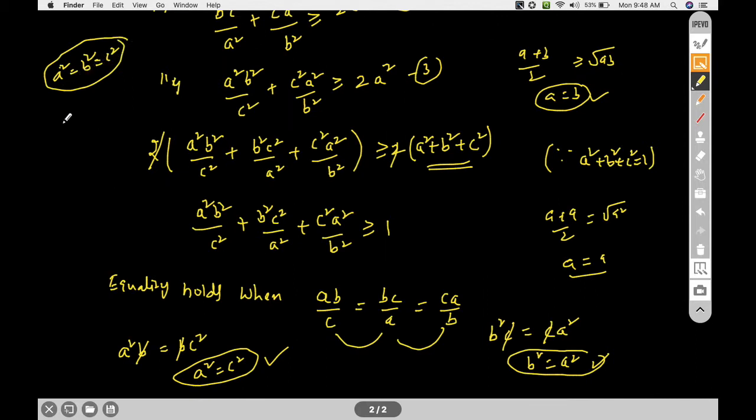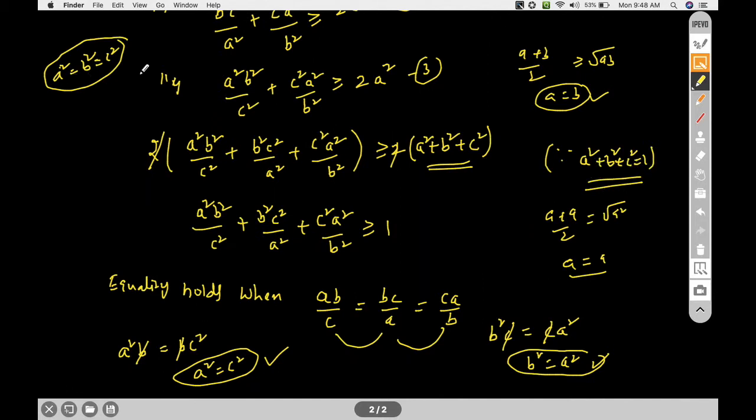But the given condition is A square plus B square plus C square equals 1, and all are equal. This explanation is for equality. When the equality is possible, A square B square by C square plus B square C square by A square plus C square A square by B square equals 1. When the summation is equal to 1, A square, B square, C square all are the same. That is, A square plus B square plus C square is 1, as given.